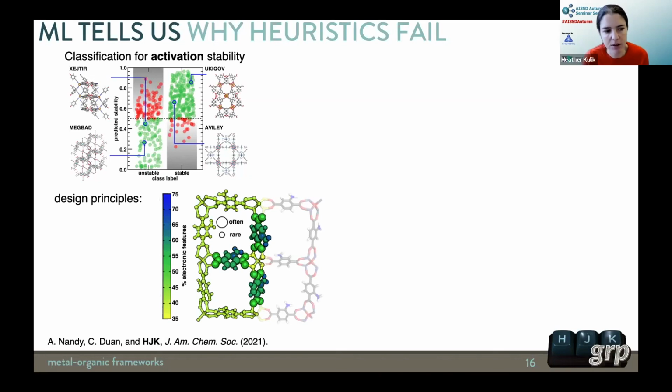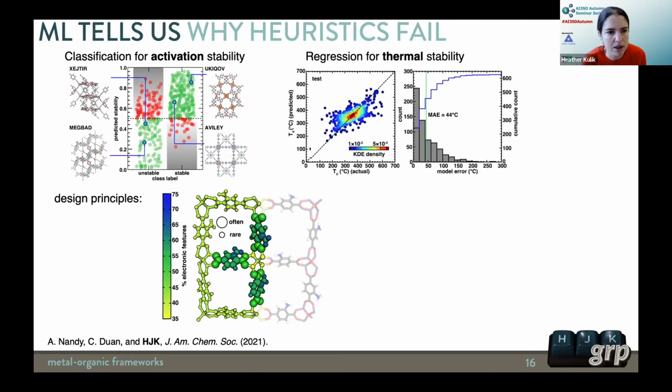So heuristics tend to focus on simple things like the metal node chemistry, but in analogy to that abstraction on the porphyrin, if we analyze the important features for predicting activation stability, we can see the linker chemistry really dominates. And this is not something people would have seen if they'd only studied a smaller subset of the MOFs or a single family of MOFs. Now, if we look at predicting thermal stability, we predict that to a mean absolute error of around 44C, with the uncertainty in the measurements around 25C. So this is something that is subject to a lot of uncertainty and can be challenging to predict.